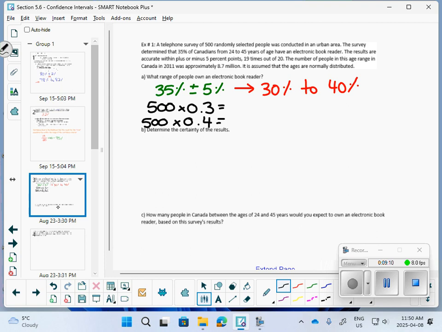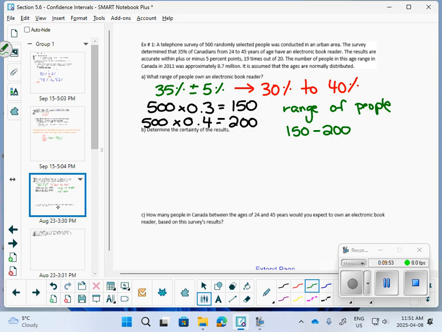50% of 300 would be 150. Is it 150? 50% of 400 would be 200. So our range of people is 150 to 200 people. We have to pay attention: are they wanting just the interval itself, or do they want it in people or cars or whatever they're talking about in that example?